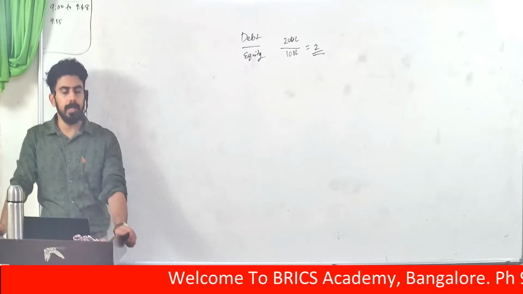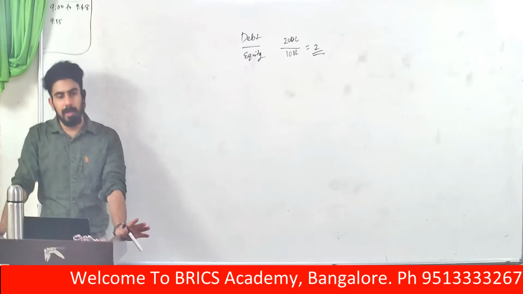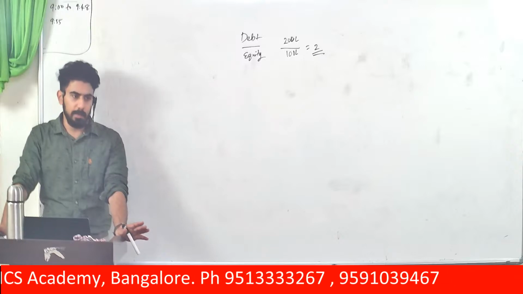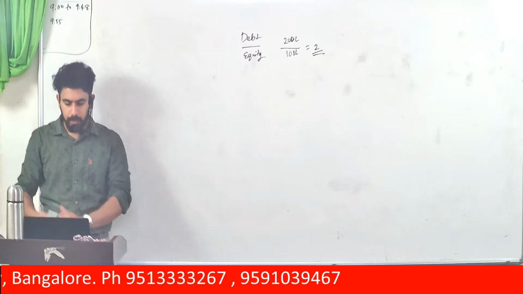So this debt to total asset ratio will tell you, out of the total asset, how much is funded by equity or how much is funded by debt. This will give you that picture.